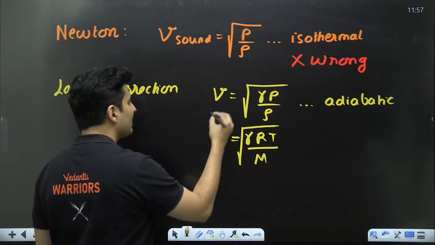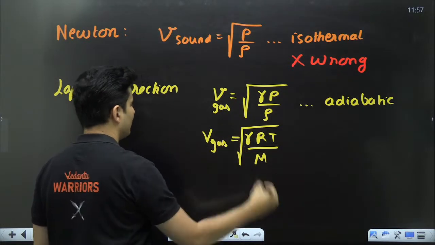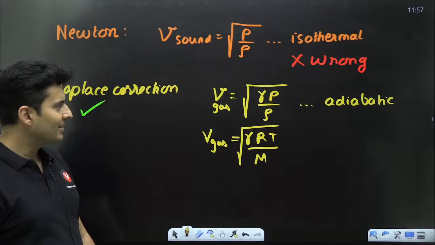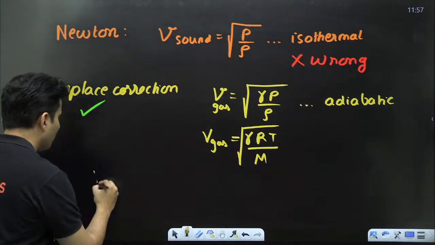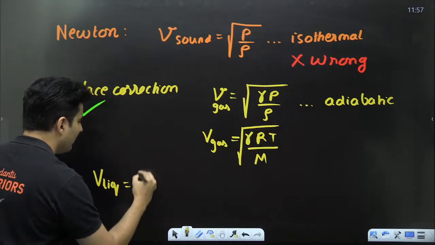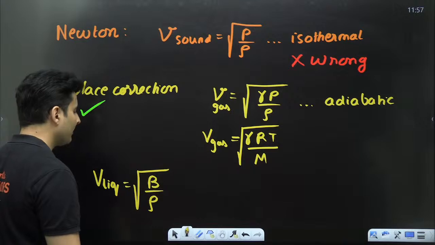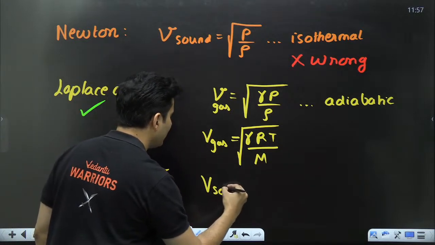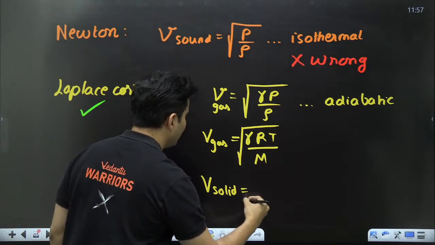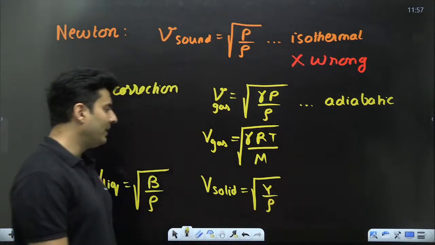But please keep this in mind. This is only for gas. If you have a liquid, then the speed of sound will be given by the bulk modulus divided by density. And if you have a solid, obviously even solids can transmit sound. Instead of bulk modulus, you have Young's modulus divided by density.